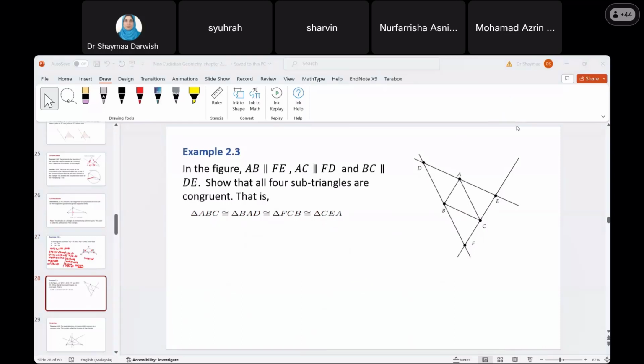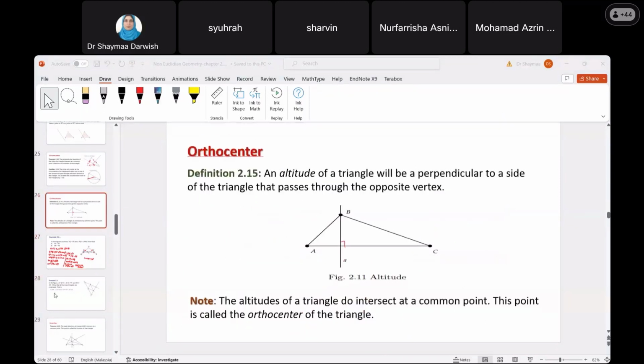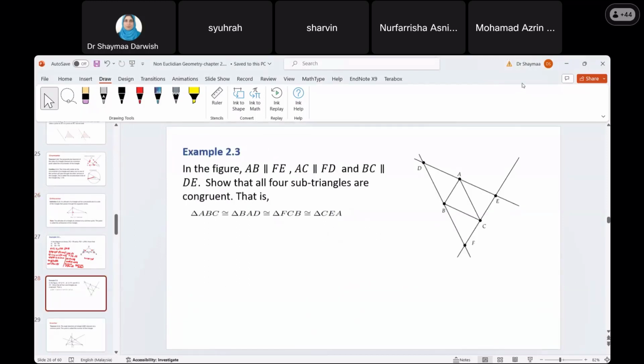I have this figure, and in this figure, we have that AB is parallel to FE. This sign means parallel. I have AB is parallel to EF, and AC is parallel to DF. BC is parallel to DE. We need to show that all 4 sub-triangles are congruent. The small 4 triangles, we need to prove they are congruent. So how can we do that?